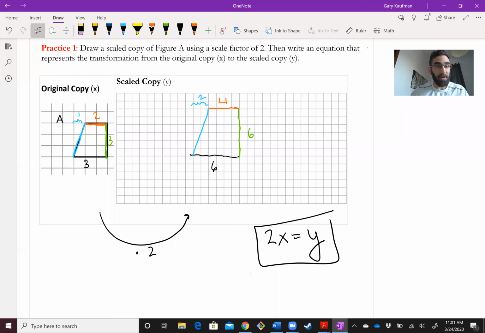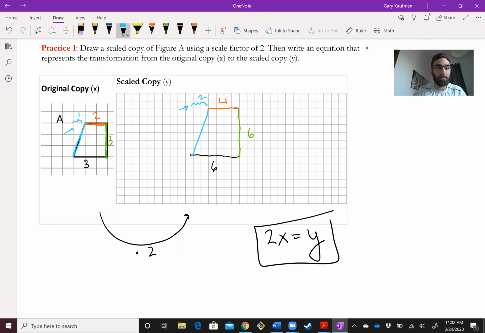So here's the answer to practice 1. As you see, I labeled all of the sides in my original copy, as well as noticing that this blue line goes 1 beyond from the orange to the blue. So I'm noticing that. That's why over here, it ends up going 2 beyond, because every relationship is influenced by a scale factor of 2. Well, okay, so the original, which is my x, when I multiply it by 2, as I show here in my equation, I get the y value.